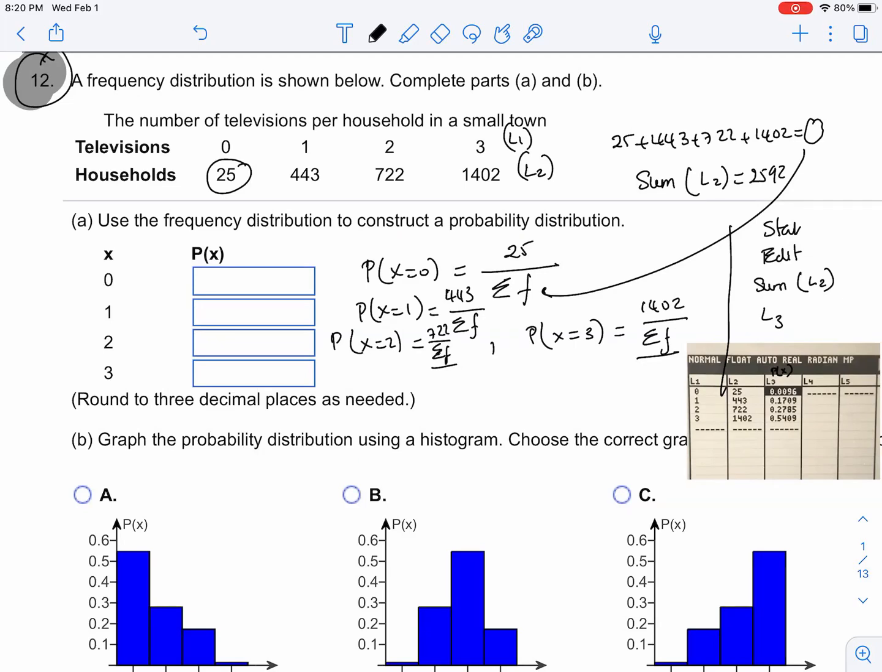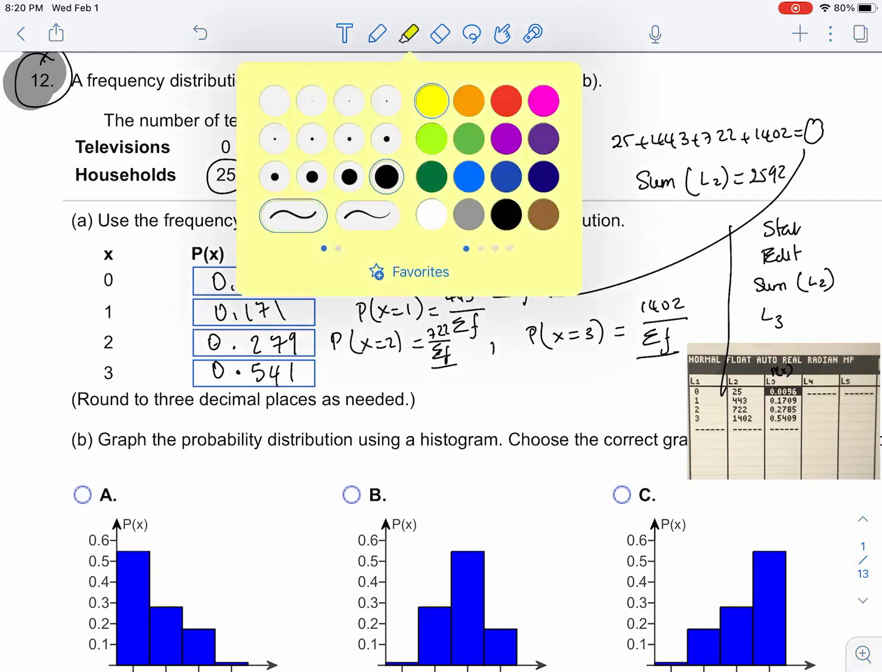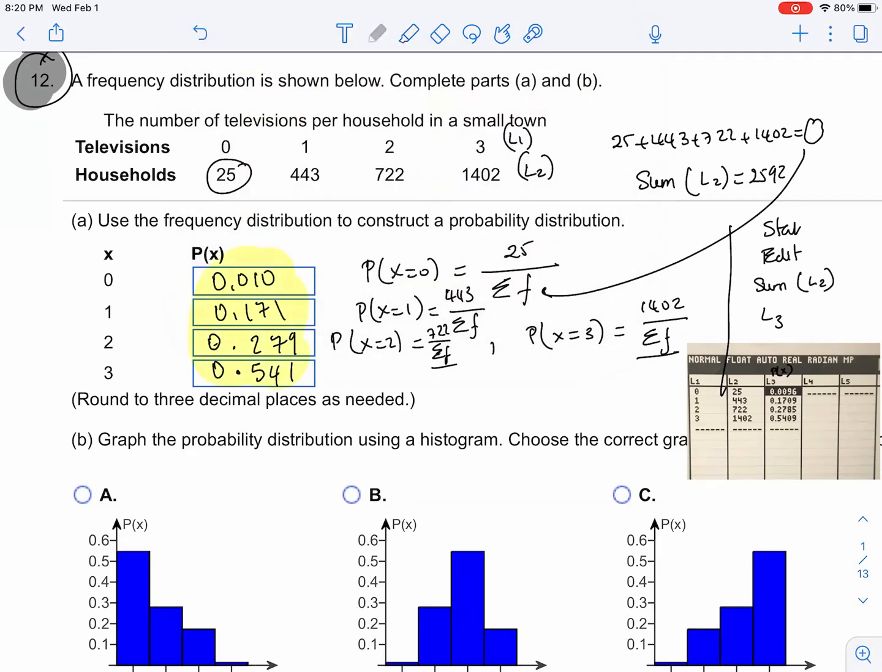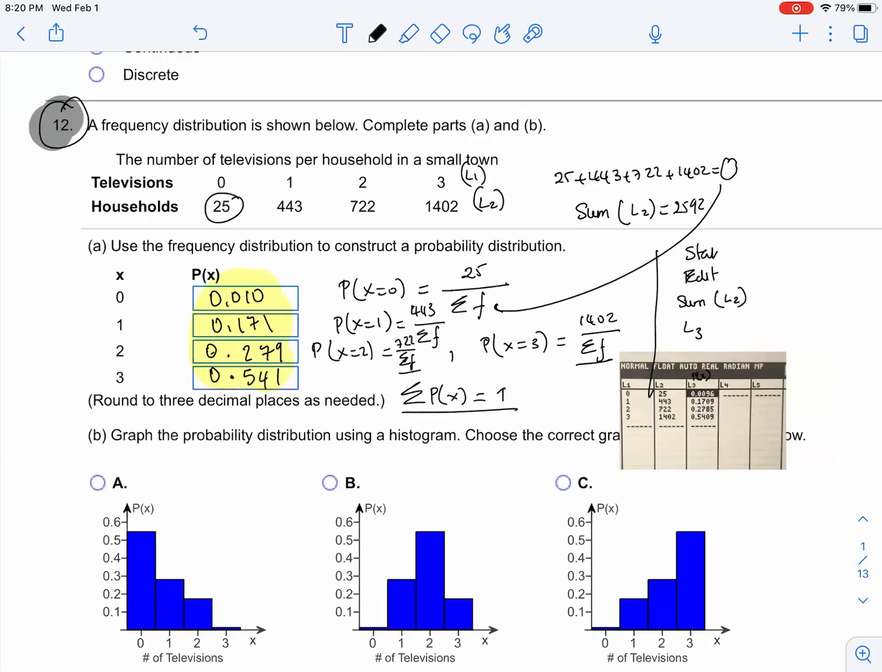So the first one should be 0.010. The next one should be 0.171. The second one should be 0.279. The last one should be 0.541. If you were to add all of these, you should get back 1. So sum of P of X should give you back 1, but you can check it. Okay, so this is what we have.